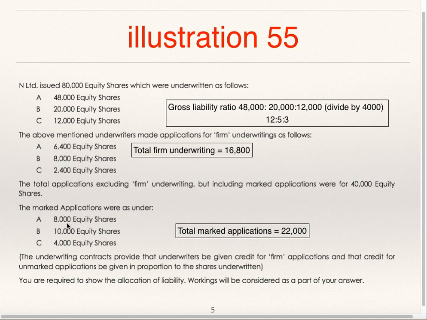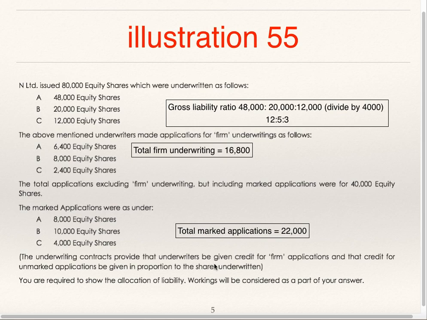Marked applications were A 8,000, B 10,000, C 4,000. Total of the marked applications, addition of these three, is 22,000. Number of applications received 40,000. Out of that, marked applications are 22,000. The underwriting contract provides that underwriters be given credit for firm applications and that credit for unmarked applications be given in proportion to shares underwritten.